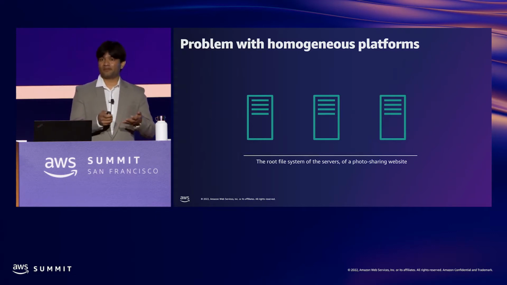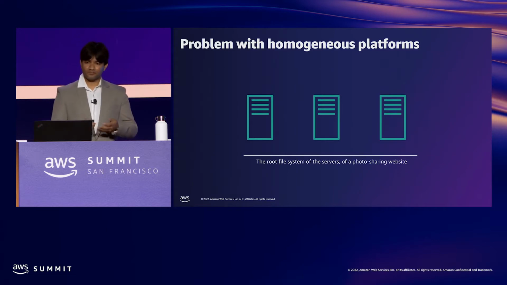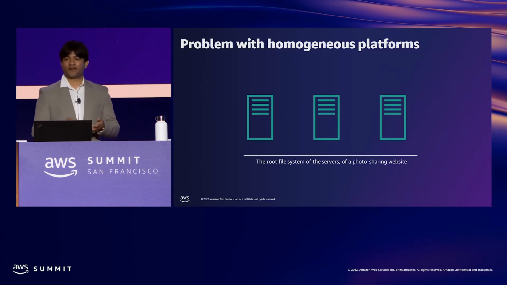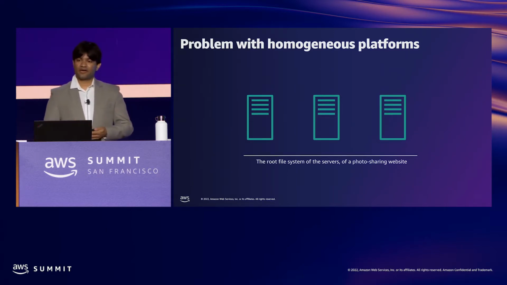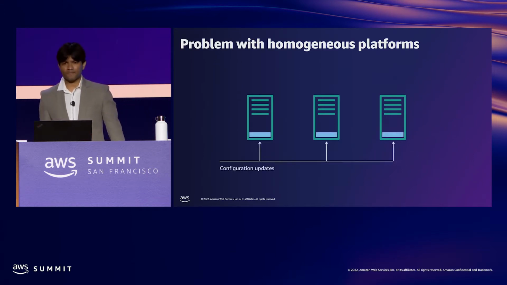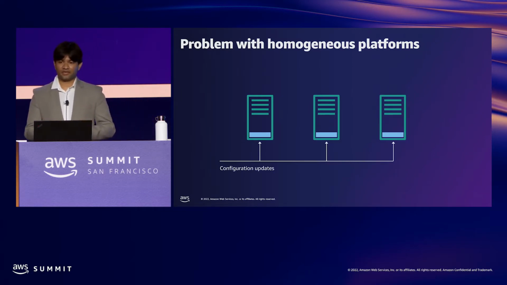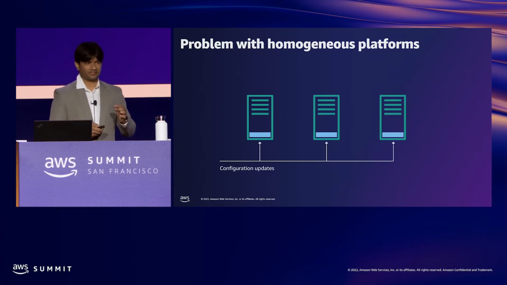But there's a problem having homogeneous systems. So here I have 3 servers. The green box represents the root file system of the servers. And in my example, mine is a photo sharing website. So in my day-to-day operations, I could have some configuration updates coming in. They're typically small. They'll take small disk space.